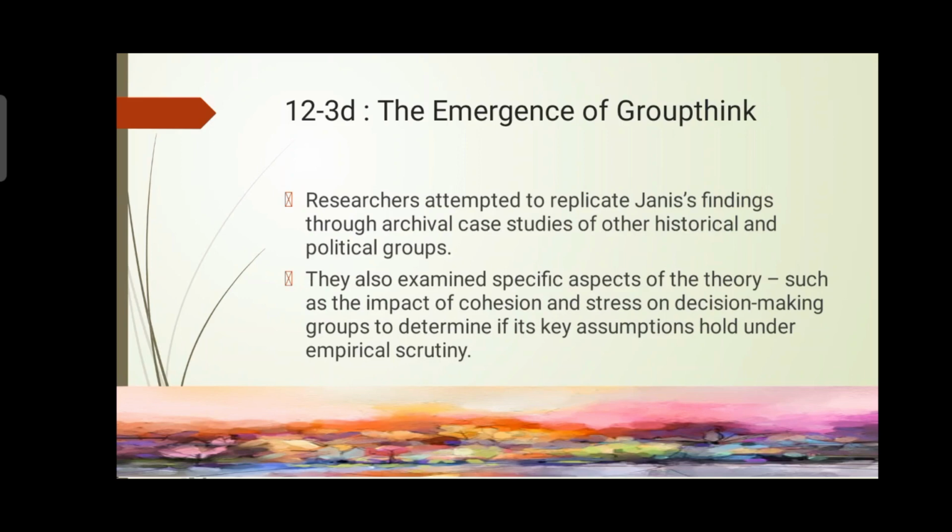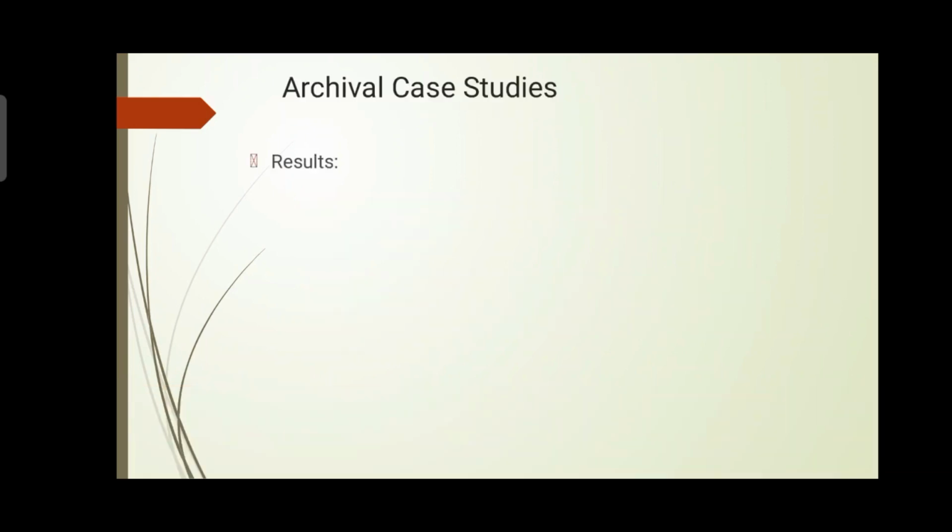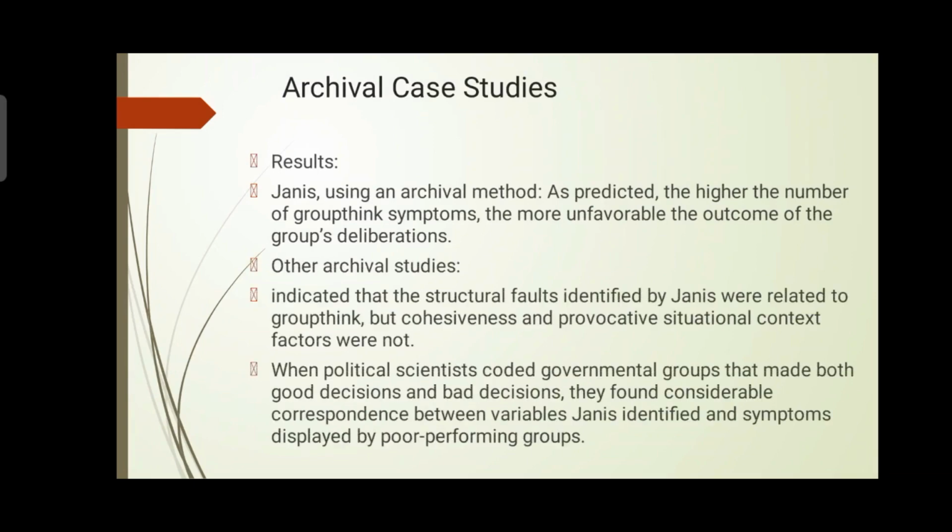Researchers attempted to replicate Janis's findings through archival case studies of other historical and political groups. They also examined specific aspects of the theory, such as cohesion and stress on decision-making groups, to determine if its key assumptions hold under empirical scrutiny. In archival studies, Janis compared groups that made very poor decisions to groups that made excellent choices to determine if error-prone groups exhibit more of the symptoms of groupthink.